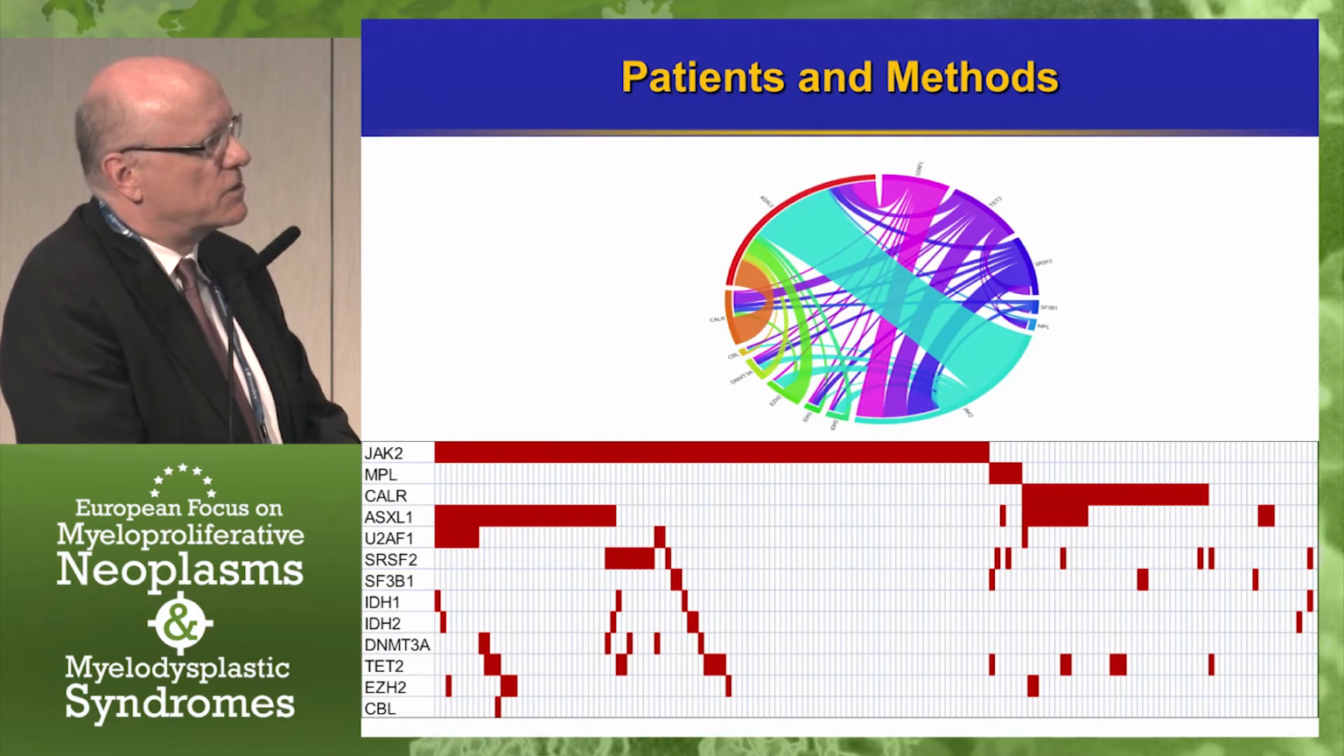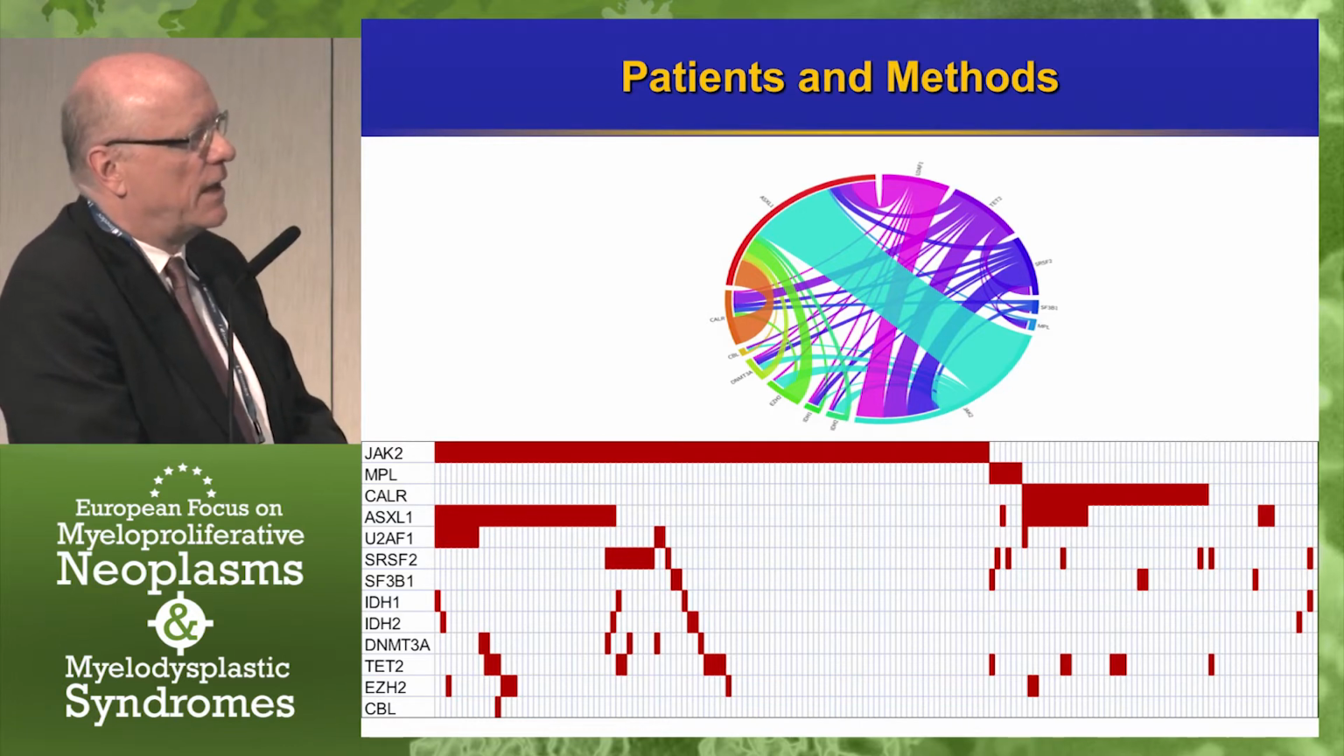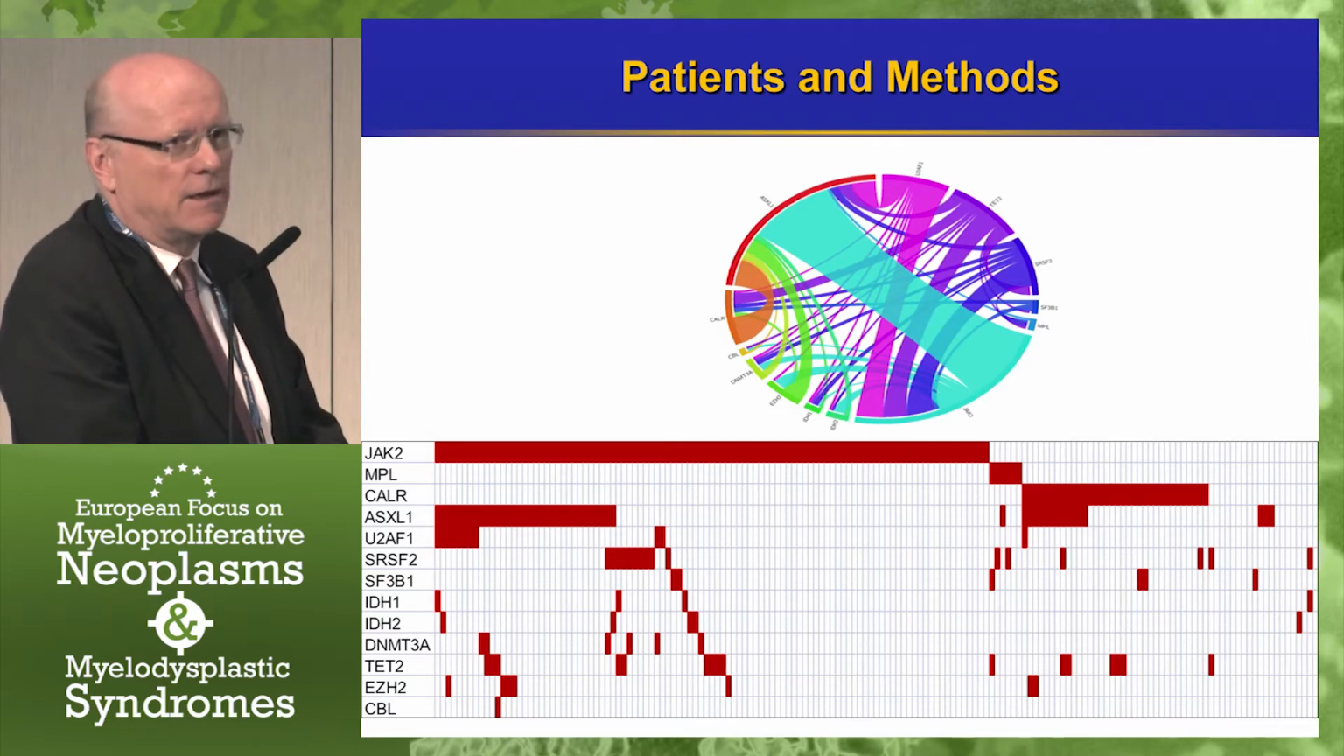So here you can see the driver mutations, and you can see all the other mutations are well distributed, so there was no specific correlation between JAK mutated and additional mutations, or CALR mutated and additional mutations, or MPL mutation and additional mutations.